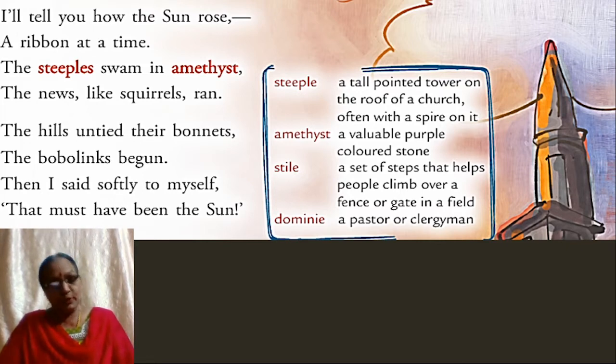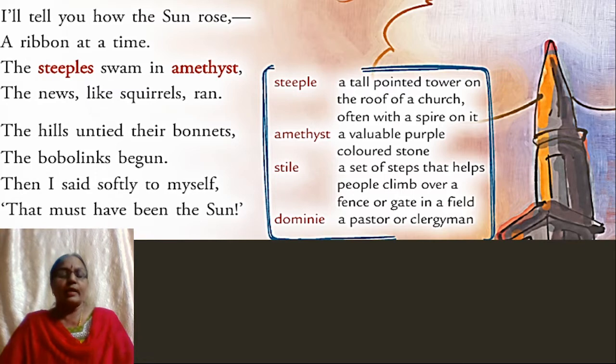So here the poetess says, I'll tell you how the sun rose, a ribbon at a time. So slowly the sun is rising, and it seems as if the rays of the sun are coming one after the other very, very slowly. The steeples swam in amethyst. Amethyst is purple, actually a stone, but here the steeples can be seen swimming in blue color, that is the color of the sky.